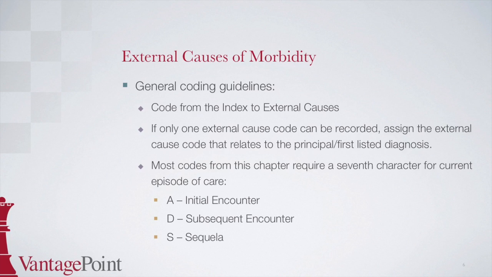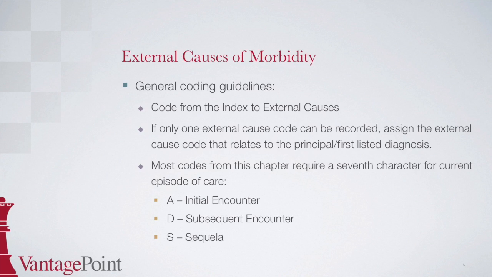Therefore, if a patient was admitted for a car crash and suffered a shattered pelvis, but they were also talking on their cell phone when this happened, and you only have room for one external cause code, you would use the code for the car crash, not for talking on a cell phone. And remember, the first code reported would be for the shattered pelvis, as external cause codes are never the first listed code. You're always going to report the injury first.